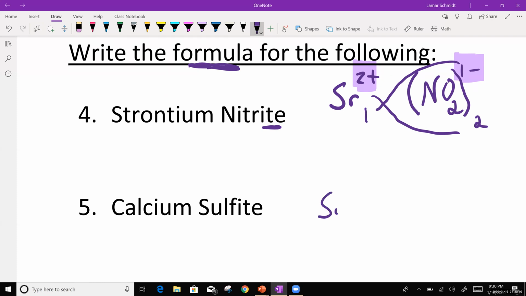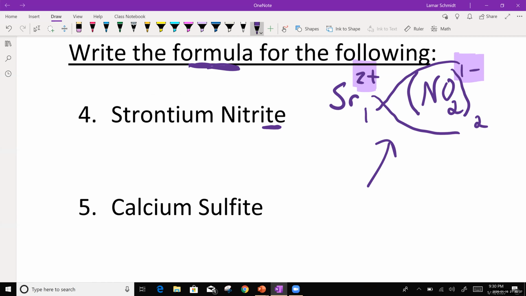So what that looks like is 1 strontium ion with the 2 plus charge, and 2 nitrite ions, each with a 1 negative charge. And so if you add up 2 plus -1 plus -1, that equals 0. Now, there's no requirement to write this picture on your test. There would be a requirement to show this step here, because it's really the only way you're going to make sure you get the right answer.